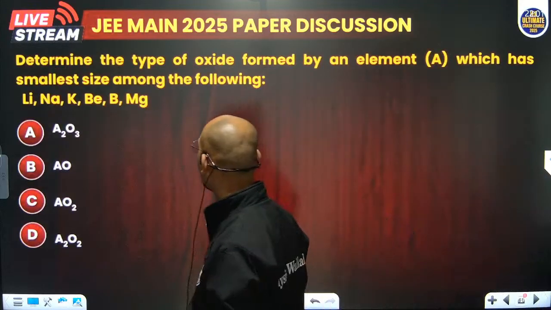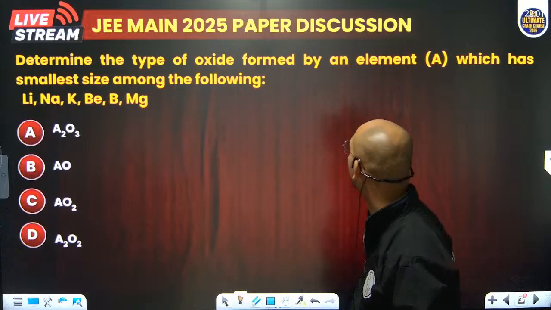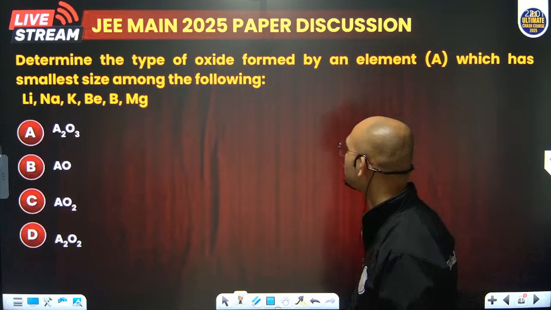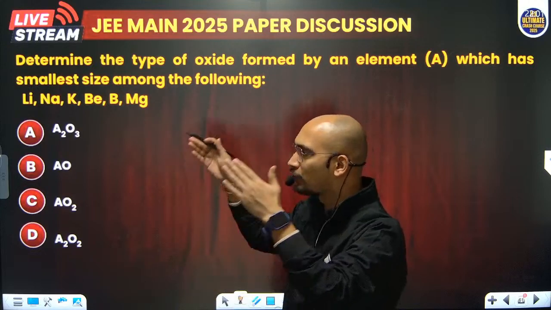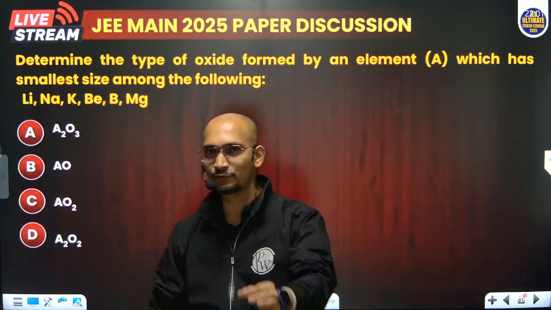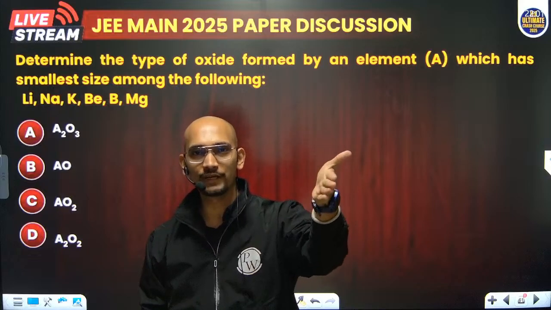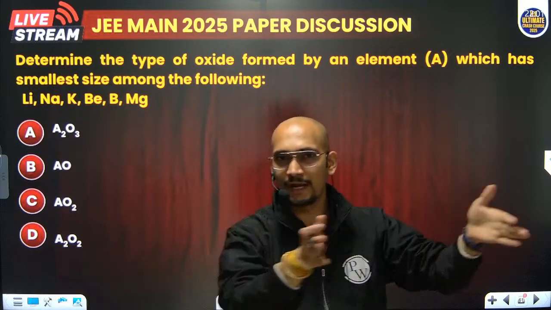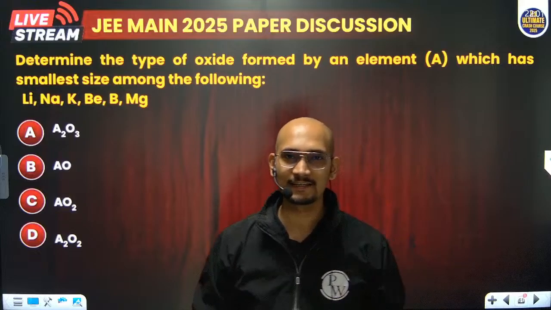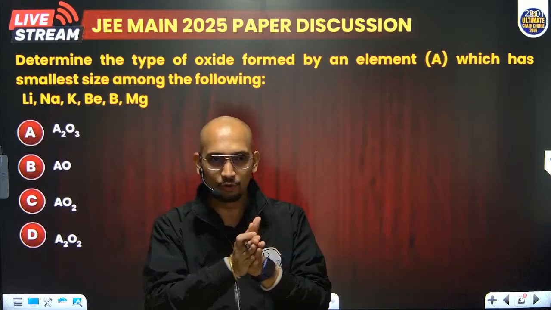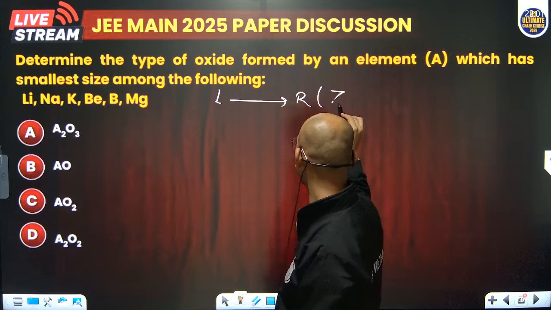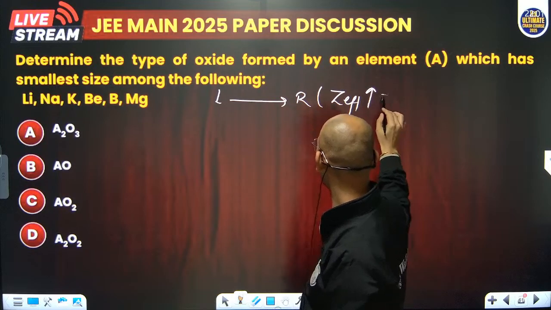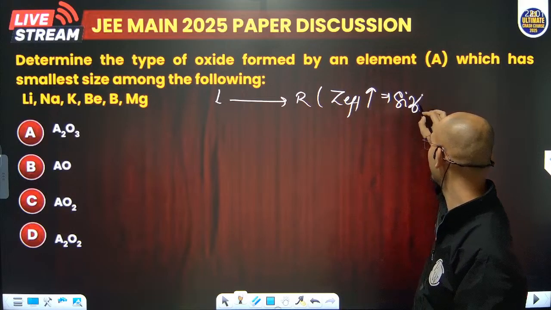So determine the type of oxide formed by an element A which has the smallest size among the following. Okay, so first of all, everyone, I would like to ask you one question. If we go in a period from left to right, what happens? The size increases or decreases? We know that as we go from left to right, the Z effective increases. So therefore size decreases.